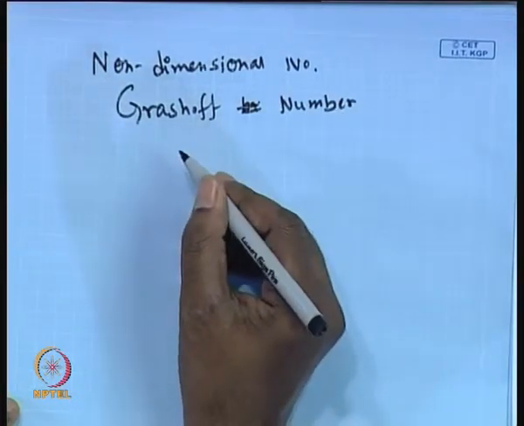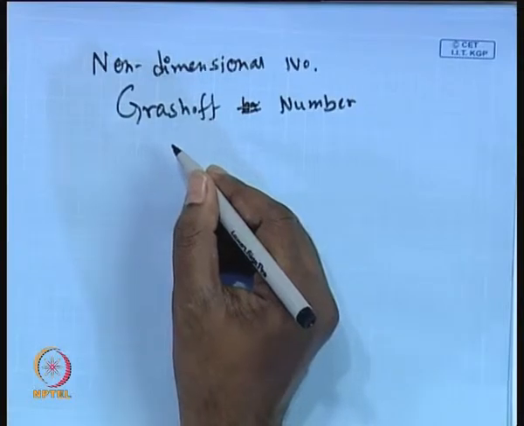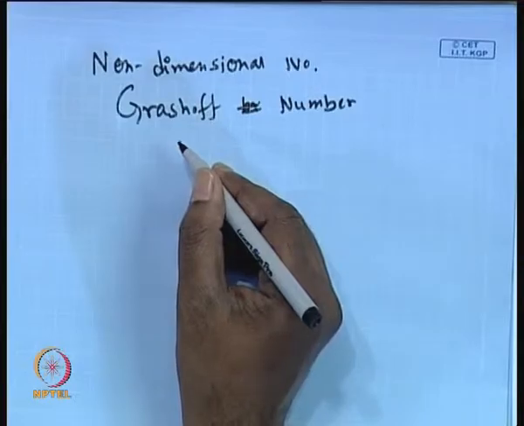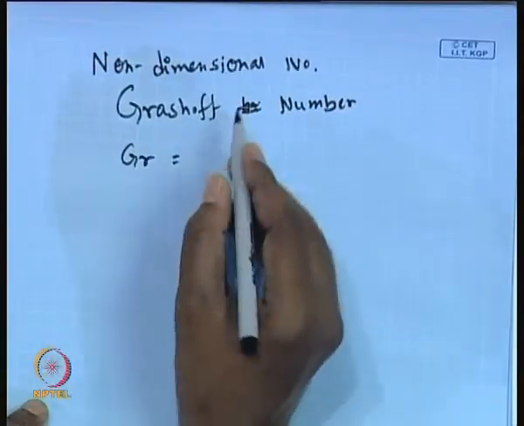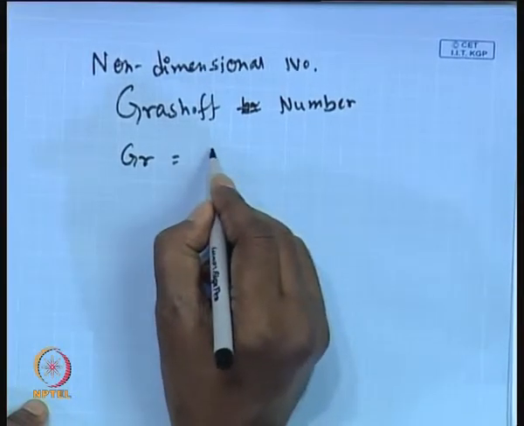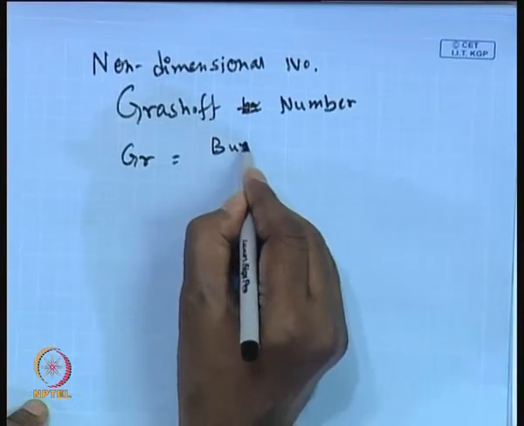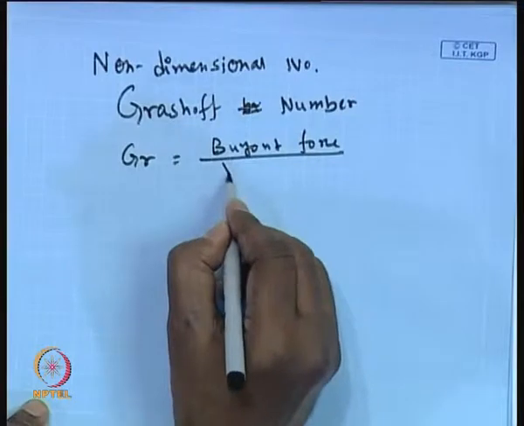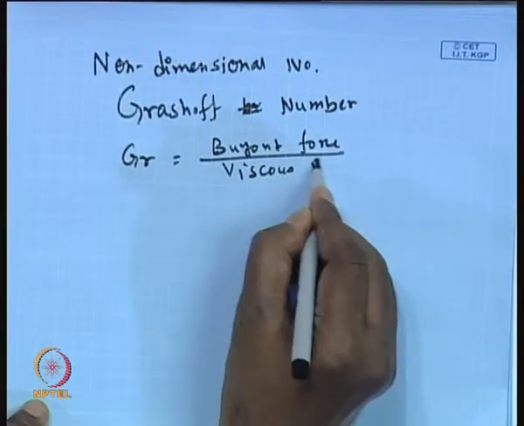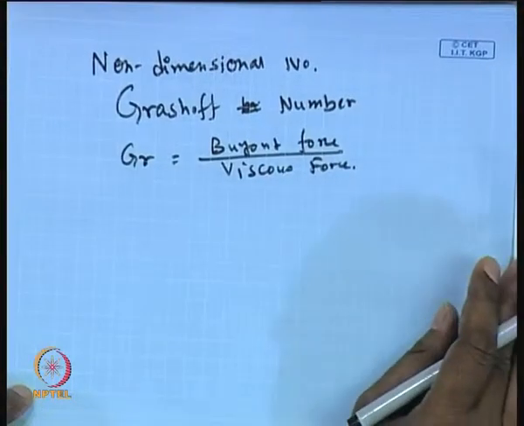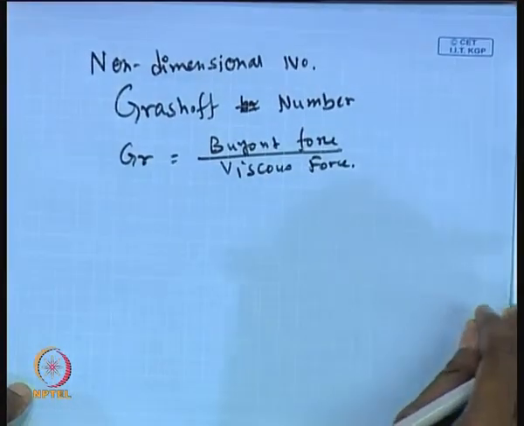Becomes very important, and by looking into the value of the Grashof number, one can say whether the natural convection is dominant or whether the natural convection is not dominant. Okay. So, Grashof number is defined as the buoyant force divided by the viscous force. Okay. If the buoyant force becomes more compared to the viscous forces, then the natural convection will be dominant.